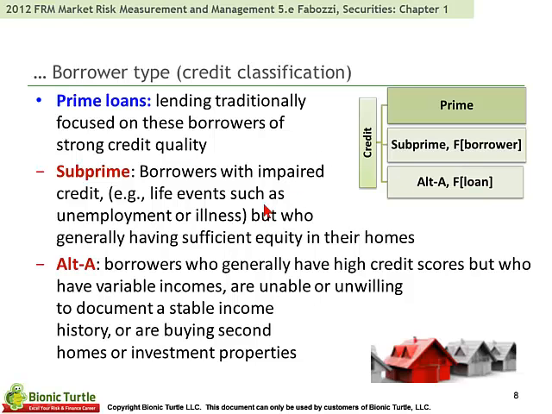So as Fabozzi says, subprime refers to borrowers with impaired credit, but they can still have sufficient equity in their homes. It's really more about the borrower. Alt-A borrowers, in contrast, generally do have high credit scores. So from a creditworthiness standpoint, these Alt-A borrowers are strong. But then the loan itself, in terms of documentation or some other feature, is not prime. So they may have variable incomes, or they may be unable or unwilling to document a stable income history.